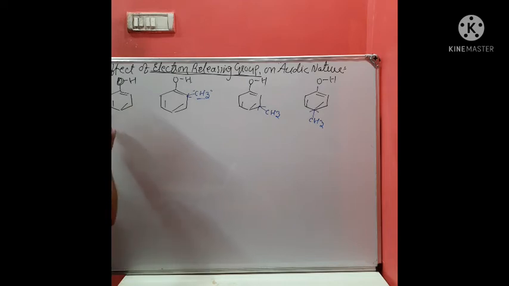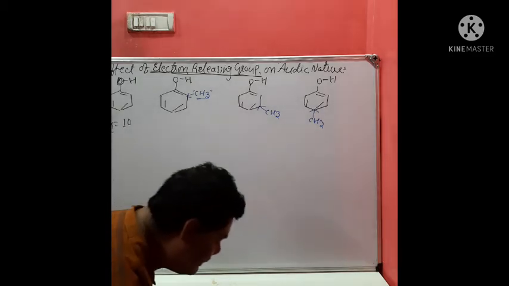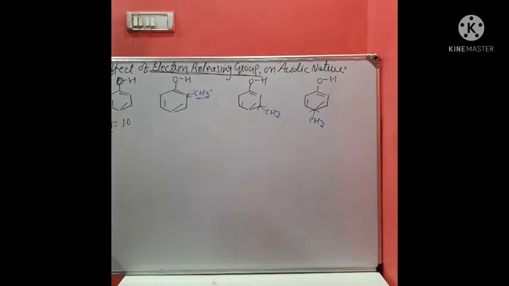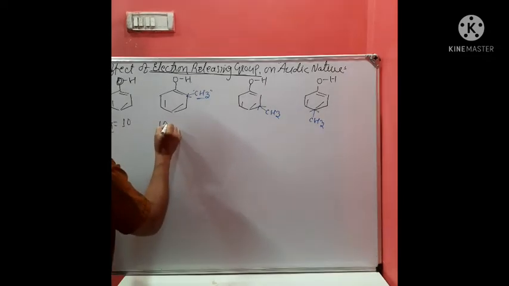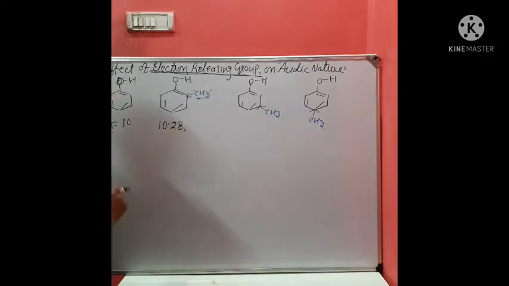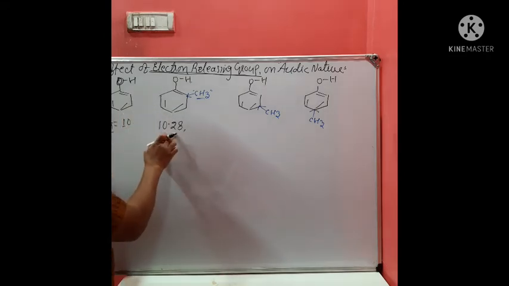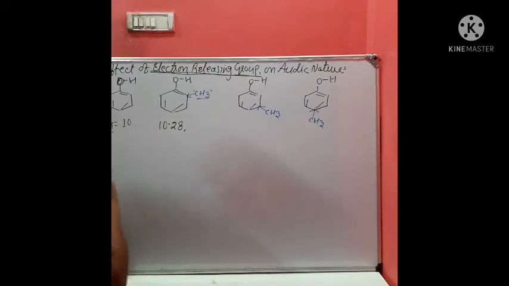Let's check its pKa value. What is the pKa value of phenol? You know that this is 10. Now, in the previous period we have checked it. What is the pKa value of ortho? This is 10.28. That is higher as compared to phenol. That means it will be more acidic in nature.